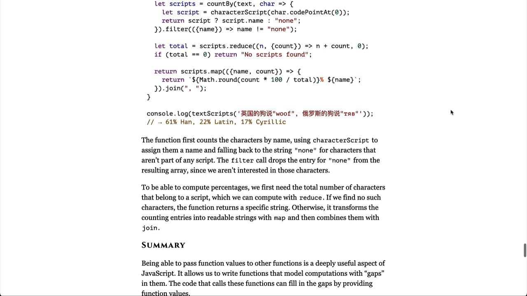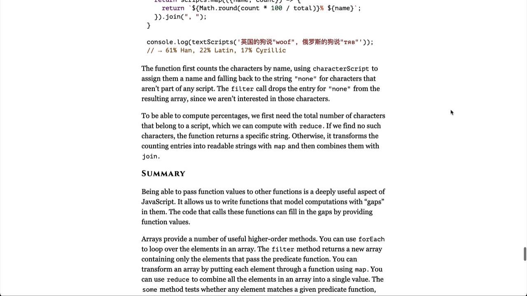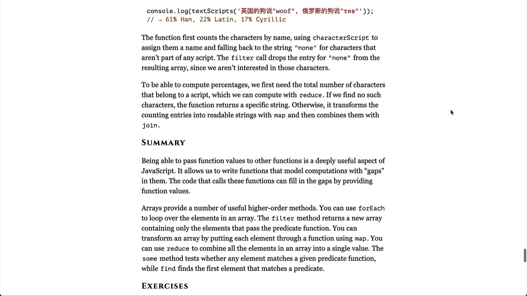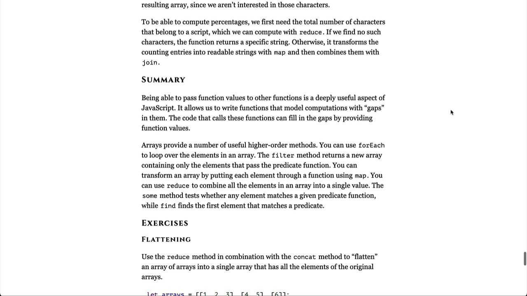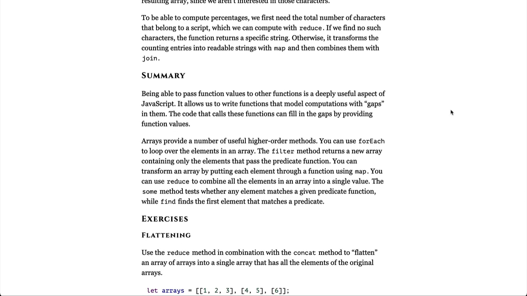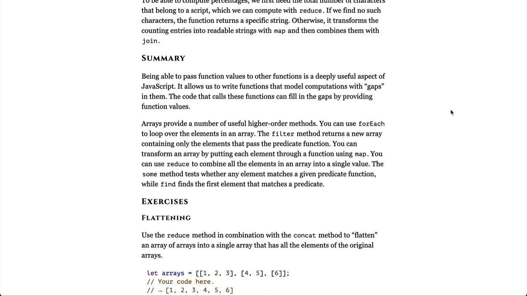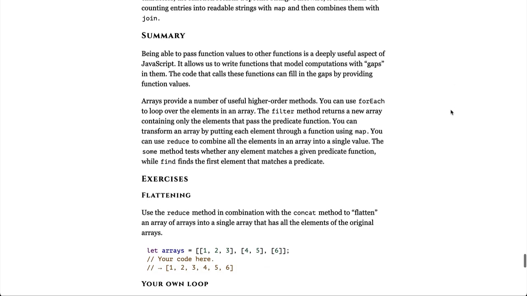To be able to compute percentages, we first need the total number of characters that belong to a script, which we can compute with reduce. If we find no such characters, the function returns a specific string. Otherwise, it transforms the counting entries into readable strings with map and then combines them with join.